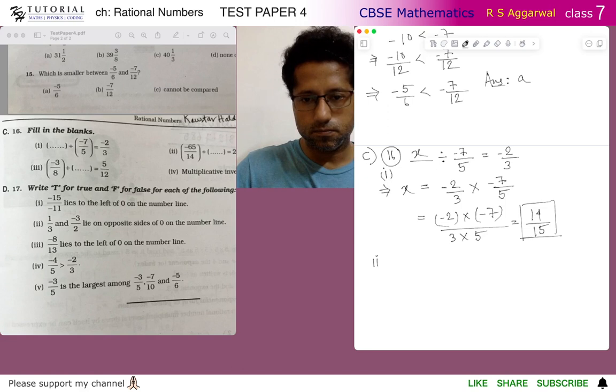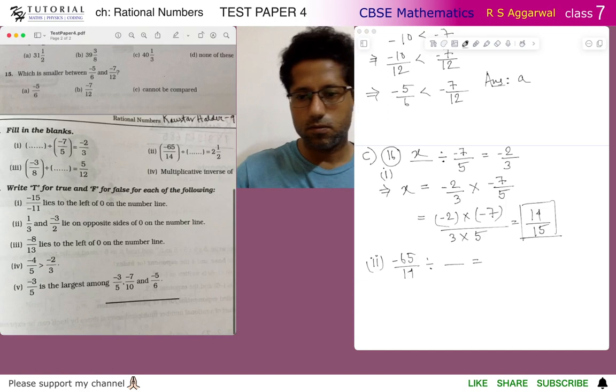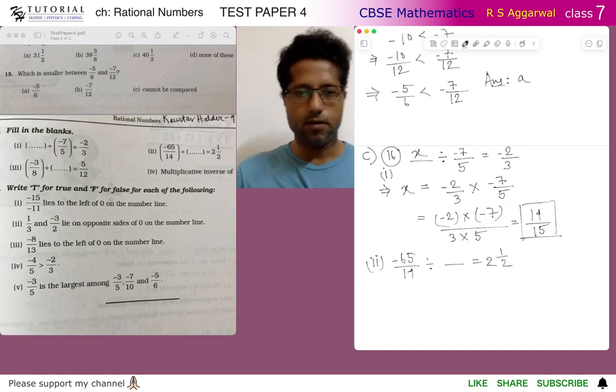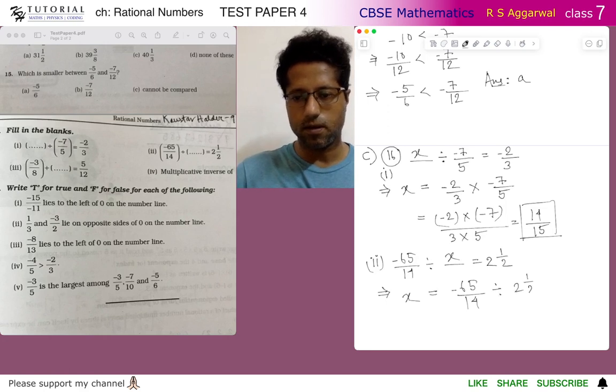Part 2 says minus 65 by 14 divided by blank equals 2.5. If we consider the blank value is x, then we know that this implies x equals minus 65 by 14 divided by 2.5.